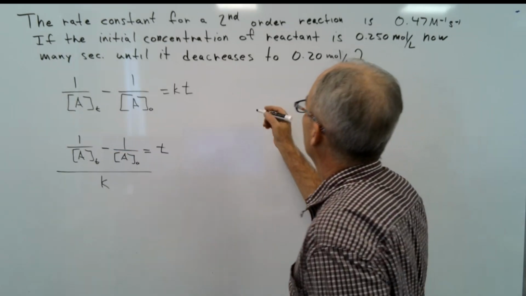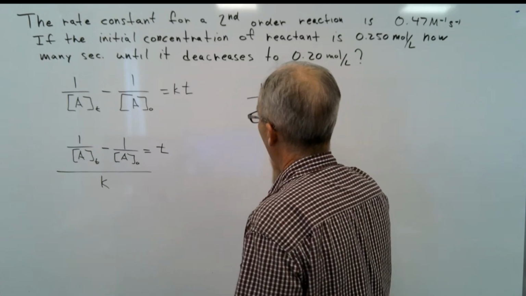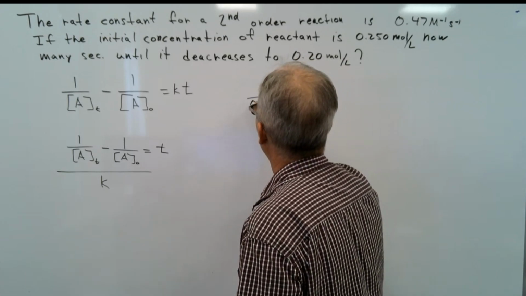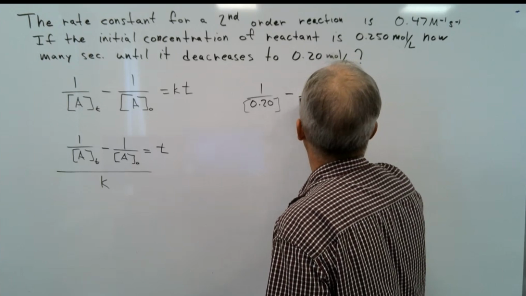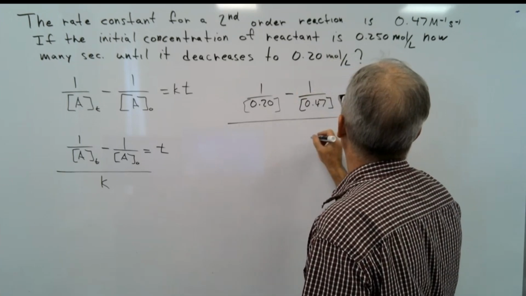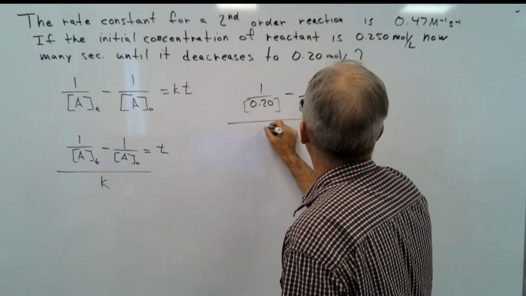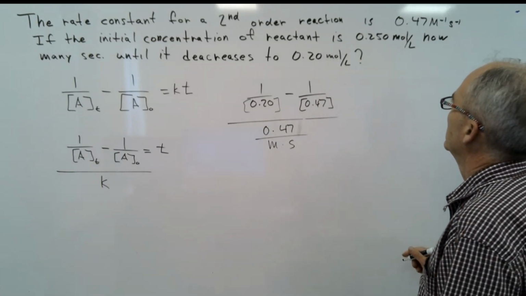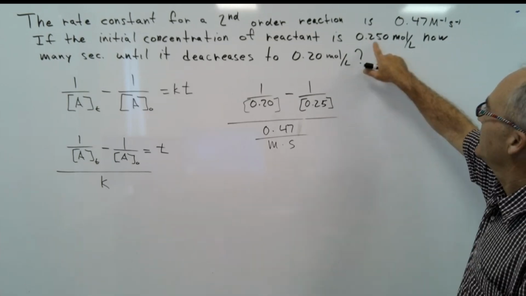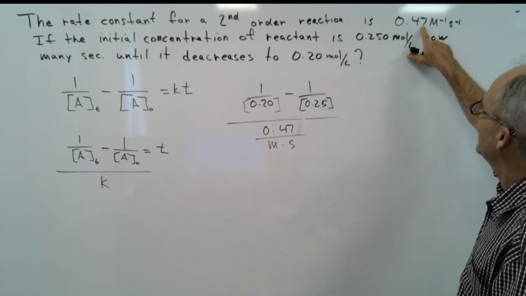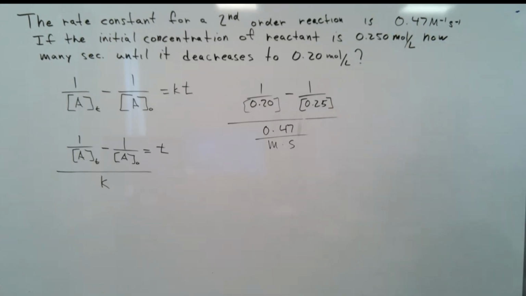All right, so now I'm going to just look through here. 1 over the concentration sometime down the road minus 1 over the initial concentration, divided by the rate constant. Isn't the initial concentration 0.25? Thank you for not letting me go on. There's the initial concentration. Here's my rate constant.